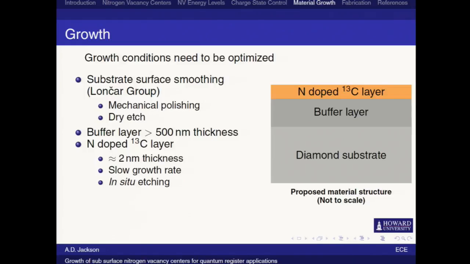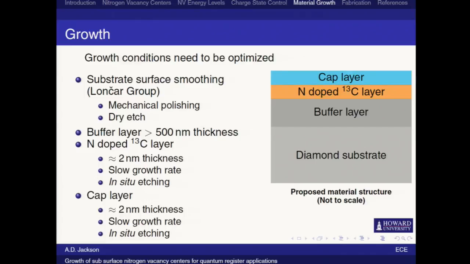But we might need to do some in situ etching if we can't get this growth properly calibrated. So we can overgrow and then etch back, and it's easy enough to do the in situ etching because we can just introduce an oxygen plasma into the growth chamber. And then on top of that, we put a cap layer, and that needs to be about the same order of thickness, about 2 nanometers, to ensure that the nitrogen vacancy centers stay within that 5 nanometer range from the surface so that they're in that 2D hole gas.